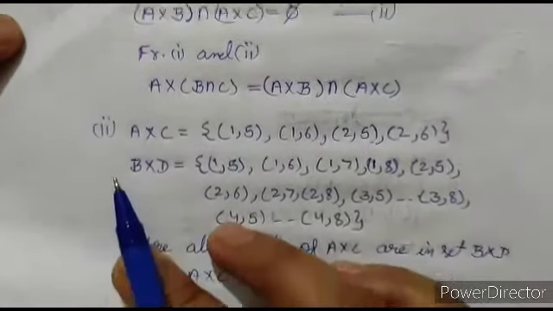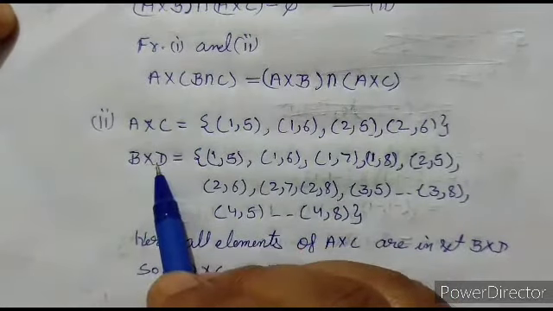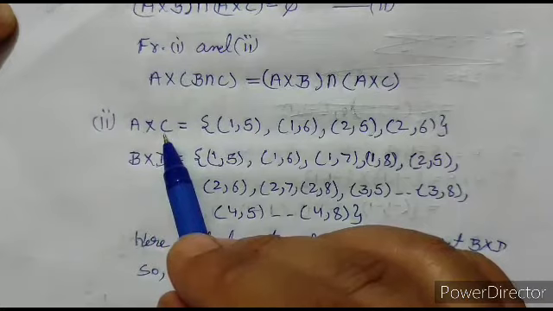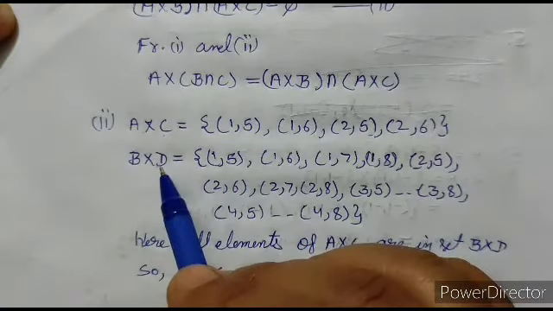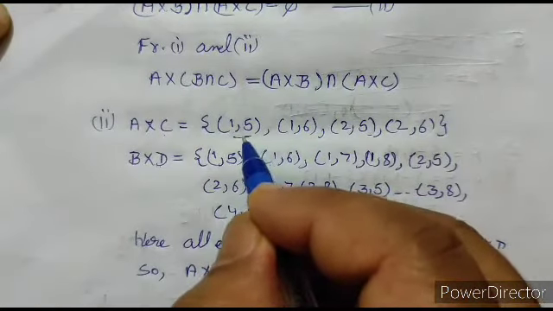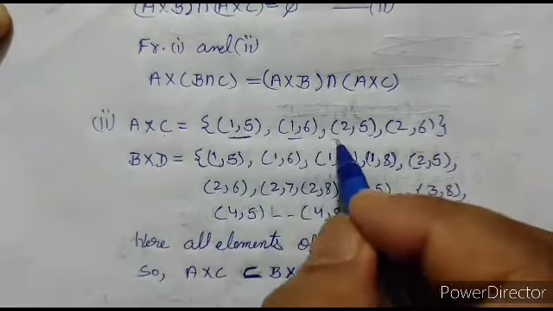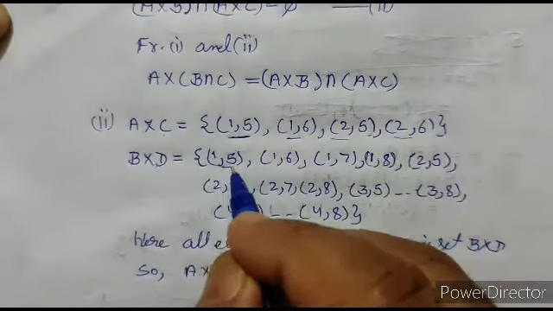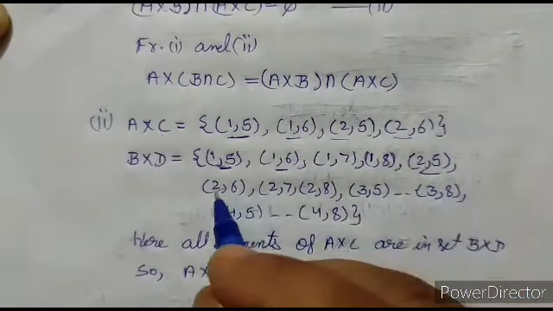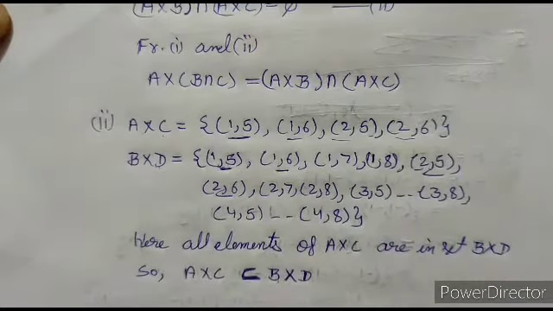Now in the second part, we have to prove that A cross C is a subset of B cross D. So first of all, we will find the value of A cross C and then the value of B cross D. As we see here, all the elements of A cross C, that is (1, 5), (1, 6), (2, 5) and (2, 6), are present in B cross D. So we can say that A cross C is a subset of B cross D.